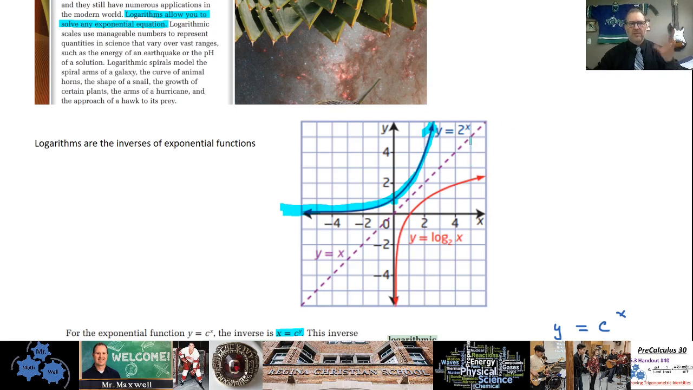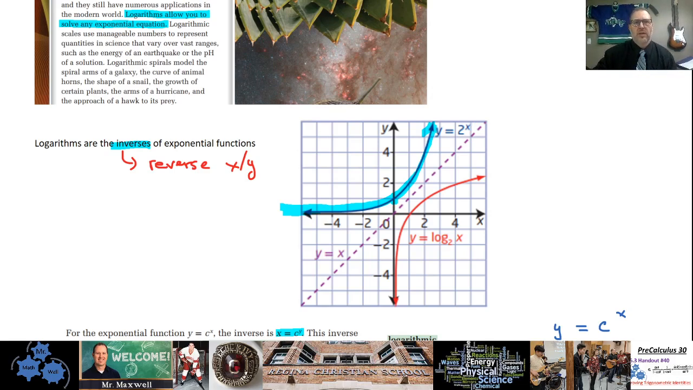So what's the inverse? Well, if you think inverse, you should remember, if you watched any of my videos, you should remember reverse, okay? So inverse means reverse. Reverse what? Reverse the x and y. So if you flip or reverse the x and y, what happens is you get a graph that behaves kind of oppositely of the exponential.